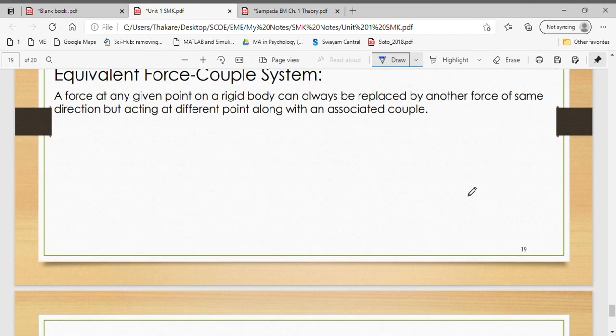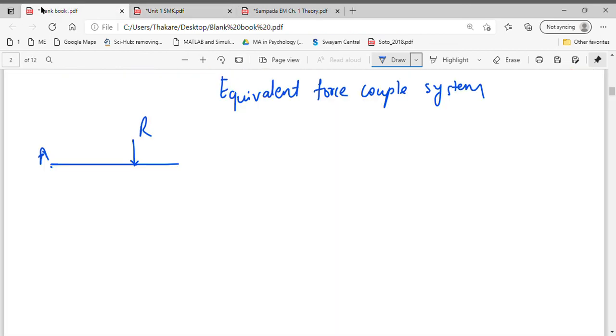And now we will discuss equivalent force couple system. A force at any given point on a rigid body can be replaced by another force of the same direction but acting at a different point, along with an associated couple. Let us see an example. On this beam AB there is a force of magnitude R acting at a distance of a from point A. Now we have to move this force R to point A.